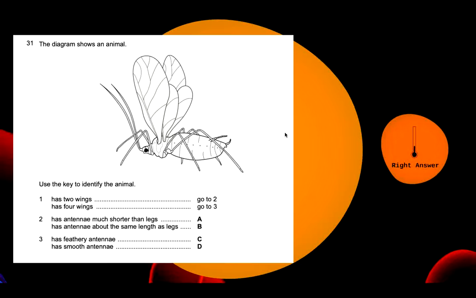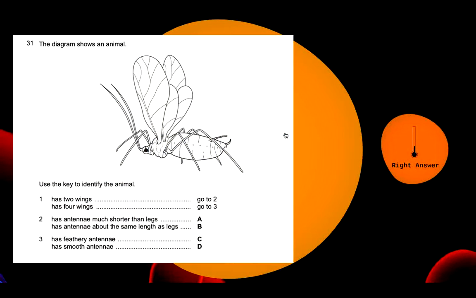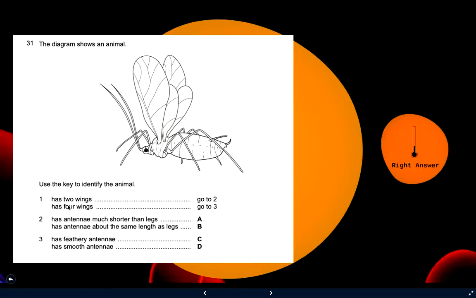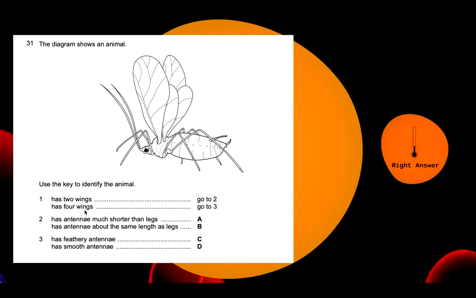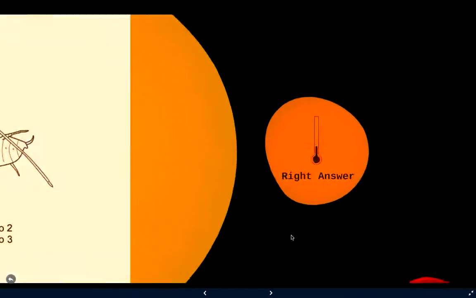Use the key to identify the animal. So as you take a look at this one, does it have 2 wings or does it have 4 wings? If it has 4 wings, then we go to number 3. So if we count 1, 2, 3, 4. So there are 4, we go to 3. Has feathery antennae or has smooth antennae? So as you can see, this is the antennae of this insect. It has smooth antennae and not feathery. So the answer would be letter D.